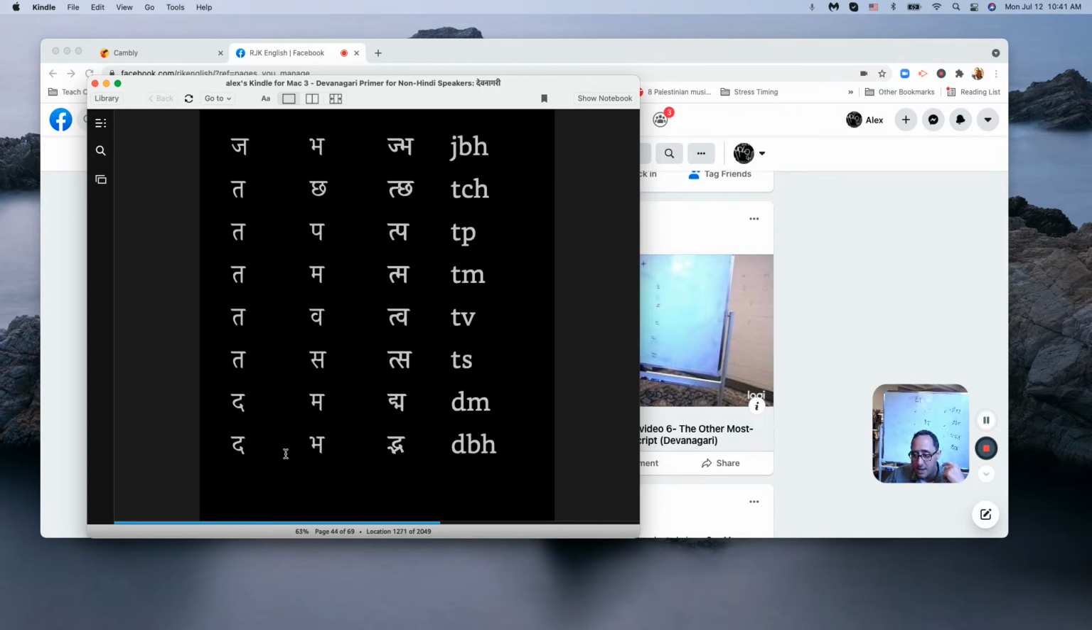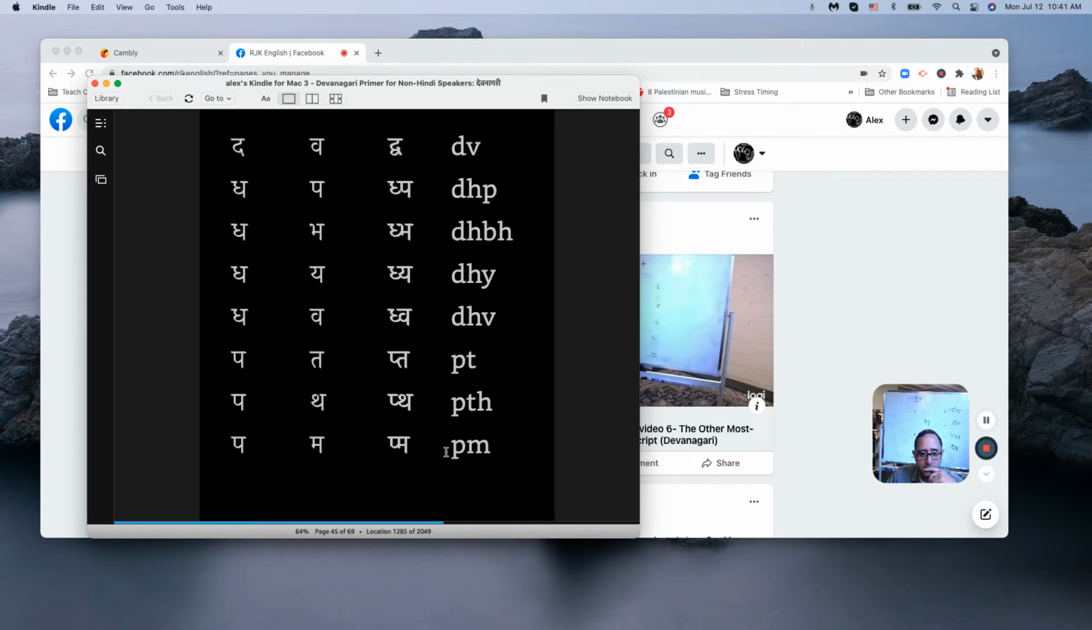D and bha, that's the aspirated B, bha. You form the D, and then here at the bottom you connect the first part of the bha to it. The D to the V, you make the D and you add the little circle of the V at the bottom of it. And the same with the B. You would do the same, except the B would have the line through the middle of that circle.